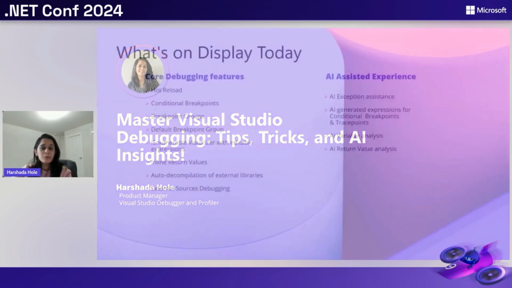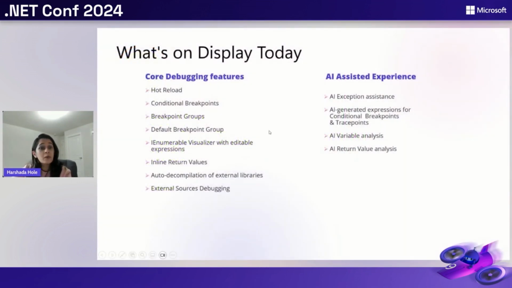So in this demo today, I'm going to be sharing some of our core debugging features like hot reload, conditional breakpoints, default breakpoint groups, visualizers, inline return values, and external sources debugging. As well as I'm going to be also sharing some of our AI assisted experience such as exception assistance, conditional breakpoint and trace point suggestions, AI variable, and return value analysis. So without any further delay, let's get into the demo.